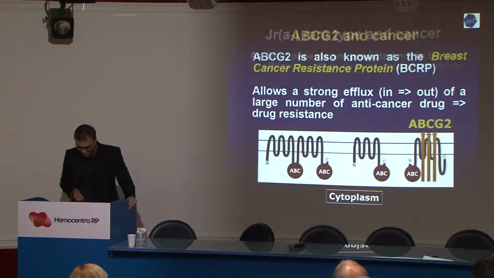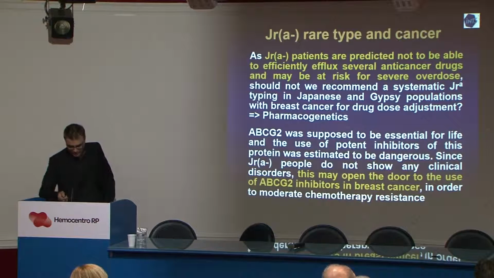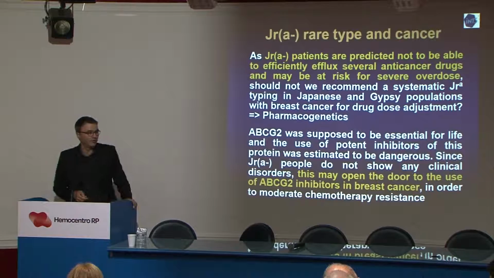And the second point is ABCG2 was supposed to be essential for life, but we know that it's not the case now. So this may open the door to the use of ABCG2 inhibitors. They do exist, and especially in breast cancer, in order to moderate chemotherapy resistance.